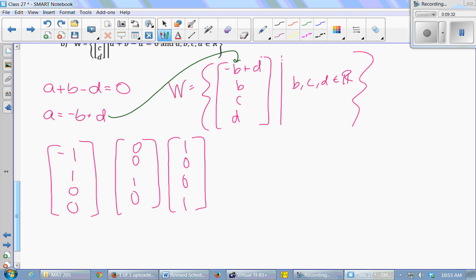Are those vectors linearly independent? Yep, definitely. You could always check by row reducing, but they are linearly independent. So this is my spanning set. It definitely spans W. That's how I came up with the vectors. So I have a spanning set that's linearly independent, so this is a basis. What is the dimension of W? 3.